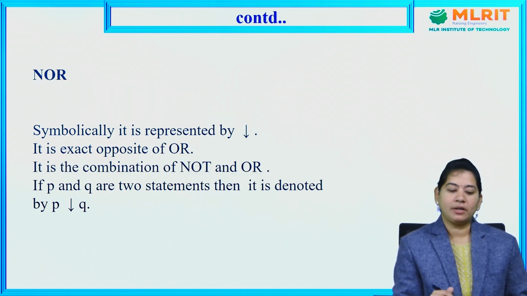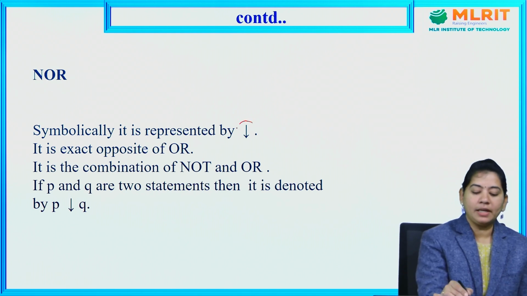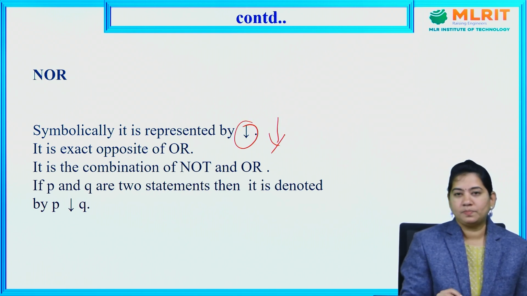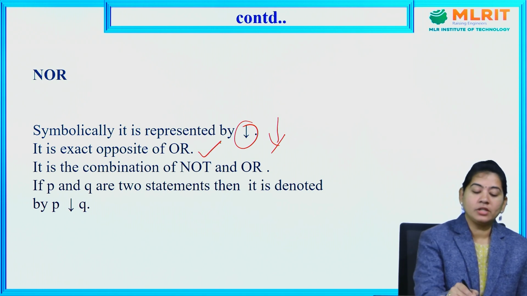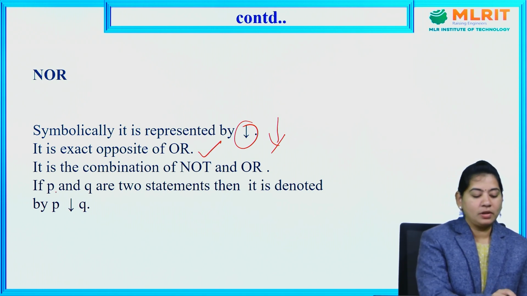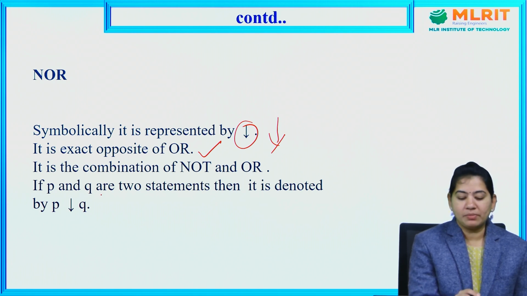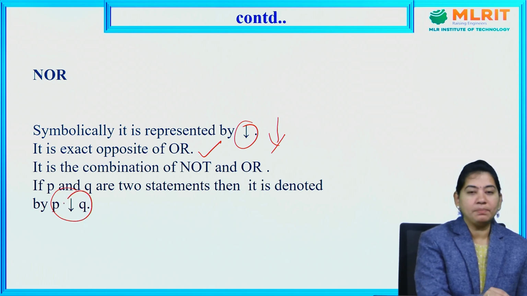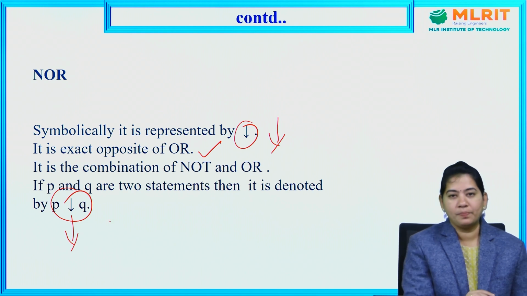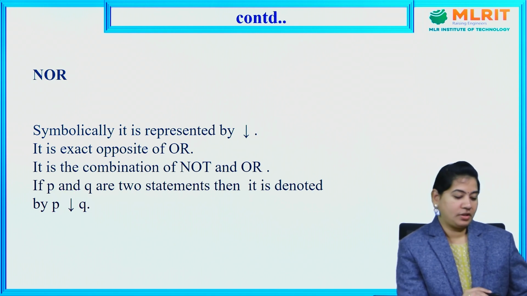Next we have NOR. What is meant by NOR? Symbolically, we represent NOR as a down arrow. It is the exact opposite of OR, meaning the combination of NOT and OR. Let's suppose we have two statements P and Q. Then it is denoted by P NOR Q, and the symbolic representation of NOR is the down arrow. Let us see the truth table.